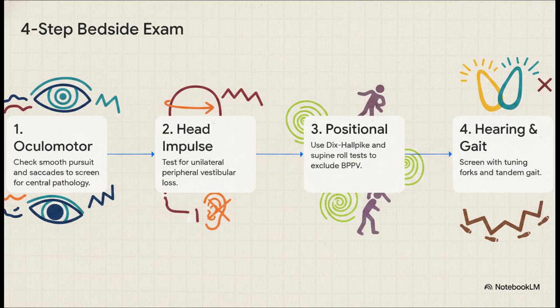First up, an oculomotor exam. You're checking smooth pursuit and saccades to help screen for any central problems. Second, the head impulse test, which looks for a unilateral peripheral loss. Third, positional testing with a Dix-Hallpike and a supine roll. That's your go-to for ruling out BPPV. And finally, a quick screen of hearing with tuning forks and checking their tandem gait. Can pick up asymmetries or any cerebellar signs. It's fast and it's incredibly effective.